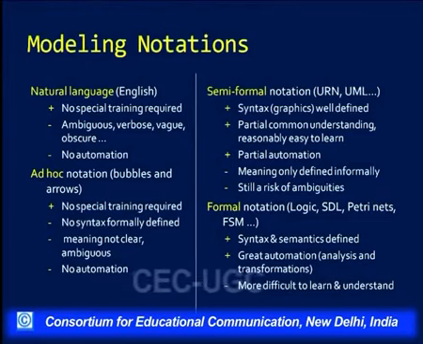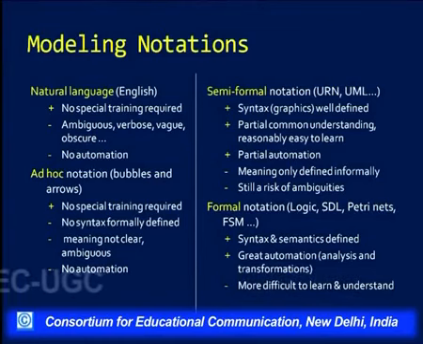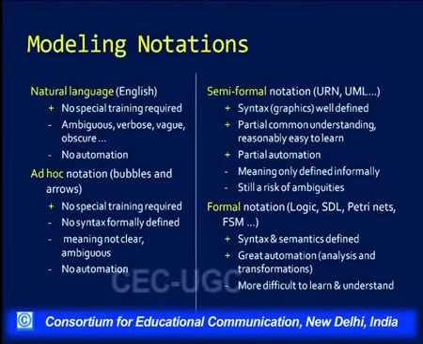Then the next type of model which is used is the semi-formal notation or the semi-formal model, which uses the Unified Modeling Language or similar kind of thing. This has some well defined syntax, like well defined graphics and well defined symbols, with a partial common understanding, so it is reasonably easy to learn because the symbols are more intuitive to use. Partial automation is possible with the use of this semi-formal kind of structure, but it can also lead to some kind of ambiguity because it can be interpreted in several ways.